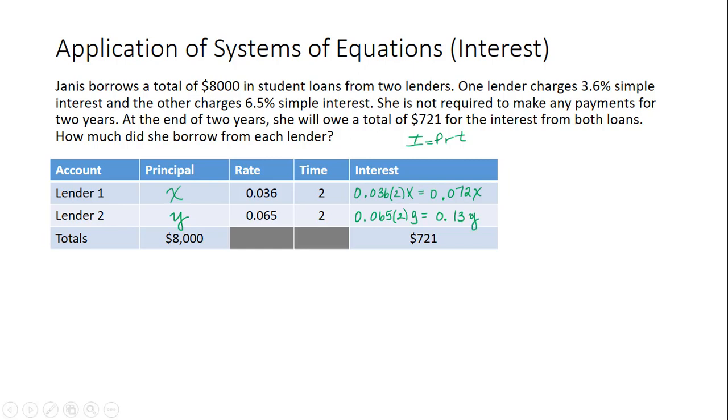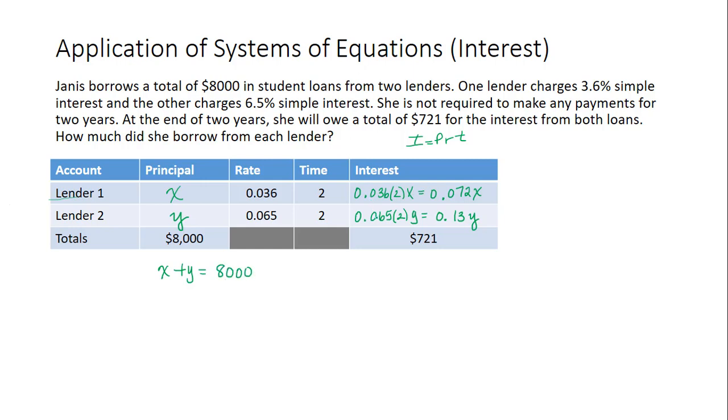Now our goal is to solve this problem using a system of equations, and so we need 2 equations with the 2 unknowns that we have. Notice that I have a third row here that represents the totals. We know that the total borrowed was $8,000. So one of our equations is going to be x plus y equals 8,000.